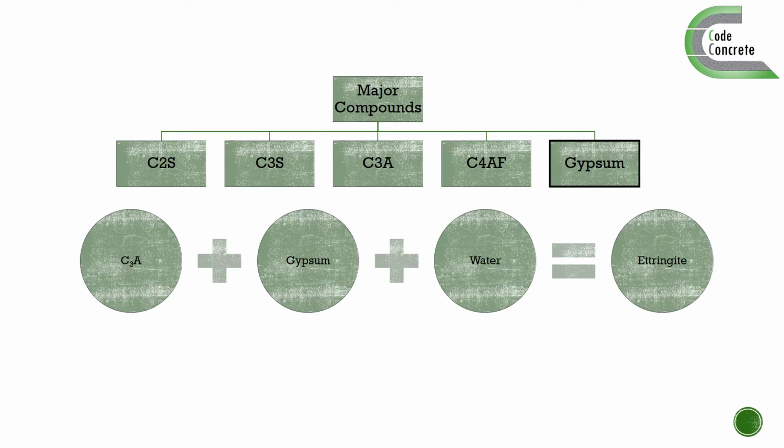Gypsum reacts with tricalcium aluminate, forming an insoluble calcium sulfoaluminate compound, ettringite, around the tricalcium aluminate particles, thus delaying and controlling the reaction. This phenomenon not only affects the workability of a mixture by controlling its setting time, but also gives enough time for the tricalcium silicate reaction to initiate. The reaction between gypsum and tricalcium aluminate continues until one of them is depleted. During this time, the tricalcium aluminate reaction is still in progress.